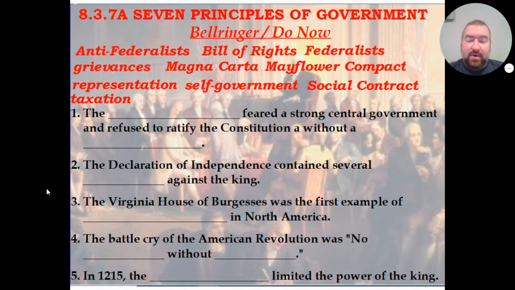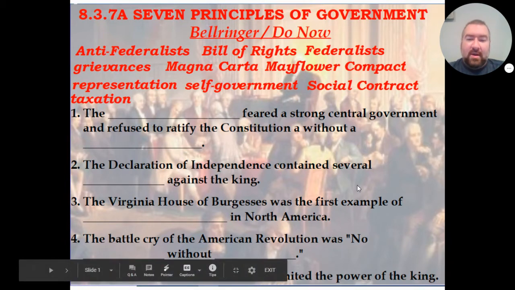The Virginia House of Burgesses was the first example of blank in North America. It was representative, but it was not representation. It was the first example of self-government in North America. And once again, this is a very important idea. It ties in with the anti-federalists who wanted more power for the states and were worried about the national government, the central government, the federal government being too strong. So we're going to talk about that some more when we talk about our 7 principles. But the answer there is self-government.